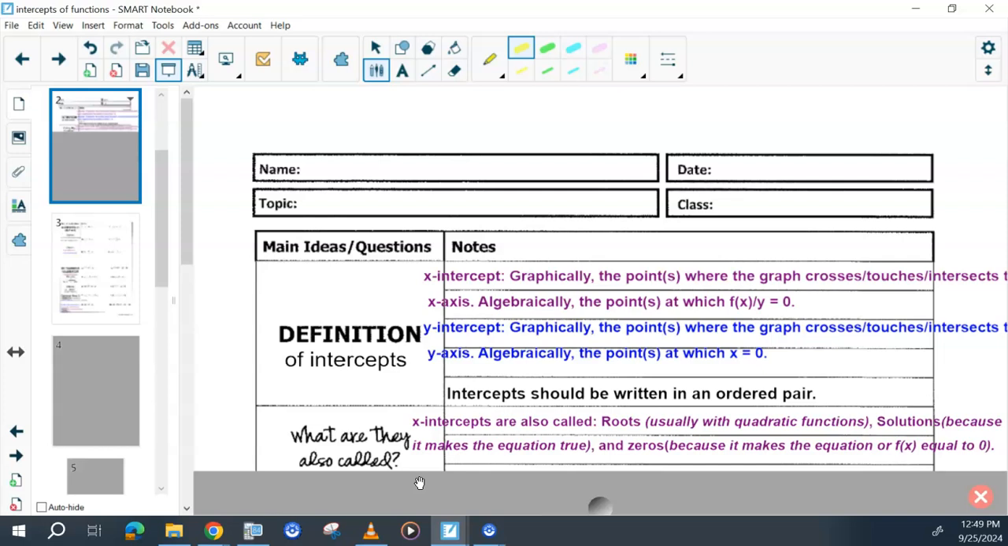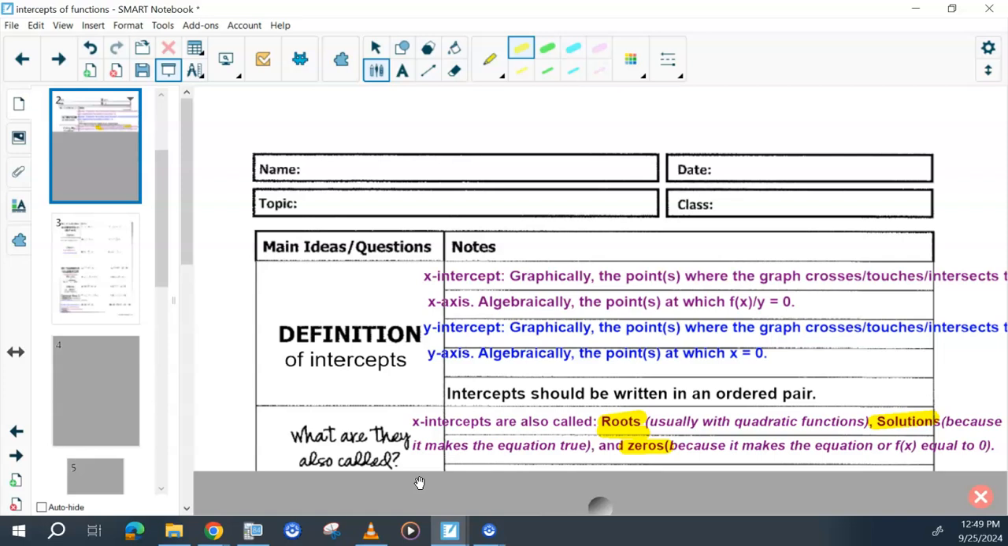When we, in class, write our intercepts, they're going to be written as ordered pairs. When you do it on Delta Math, it'll just be the number, but we'll talk about that. And then you may see different words for x-intercepts. They're also known as roots, as solutions, and as zeros. So all of those words are interchangeable: roots, solutions, zeros, x-intercepts.